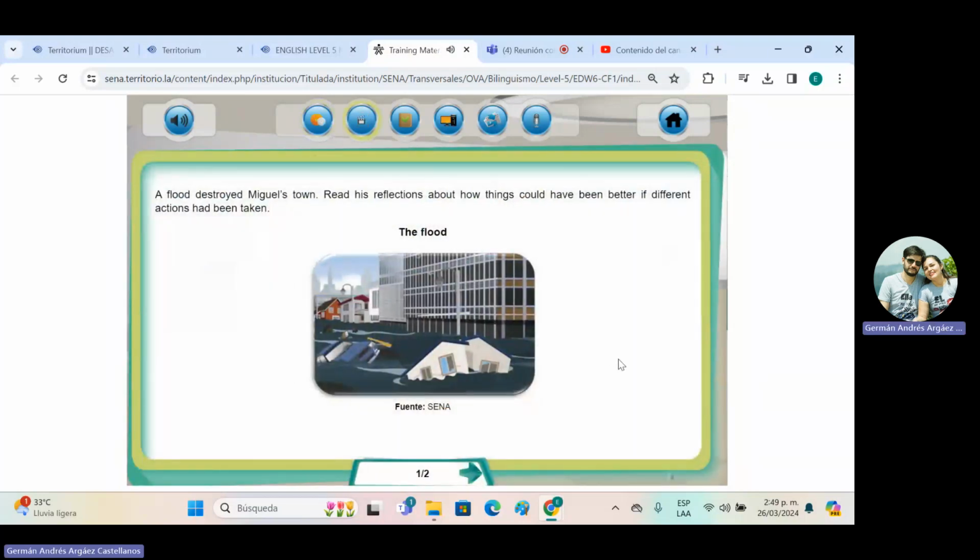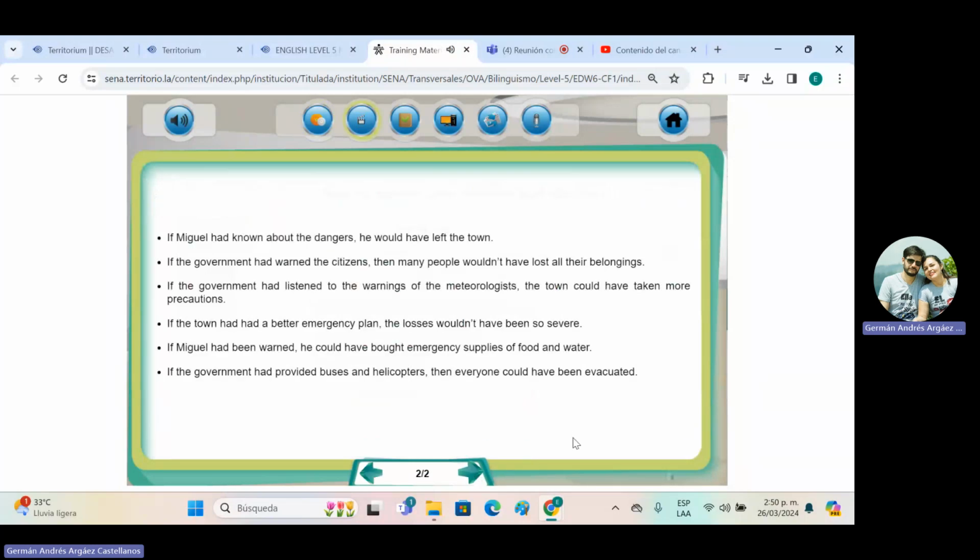A flood destroyed Miguel's town. Rita's reflections about how things could have been better if different actions had been taken. If Miguel had known about the dangers, he would have left the town. If the government had warned the citizens, then many people wouldn't have lost all their belongings. If the government had listened to the warnings of the meteorologists, the town could have taken more precautions. If the town had had a better emergency plan, the losses wouldn't have been so severe. If Miguel had been warned, he could have bought emergency supplies of food and water.